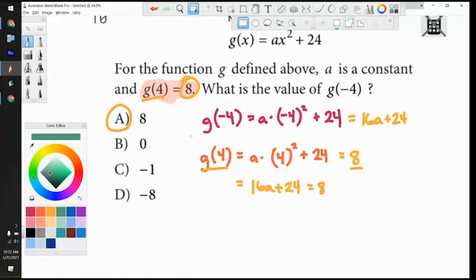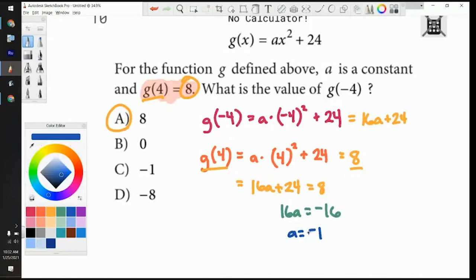All right, cool. I'm going to use that last line to figure out what a is equal to. I'm going to subtract 24 from both sides here, and you get 16a is equal to negative 16, and then you get a is equal to negative 1 when you divide both sides by 16. So all we need to do is this part right here, just plug in negative 1. You would get negative 16 plus 24 is equal to 8. So again, you would end up with 8 anyway, but that's where you actually worked it all out and solved for a.